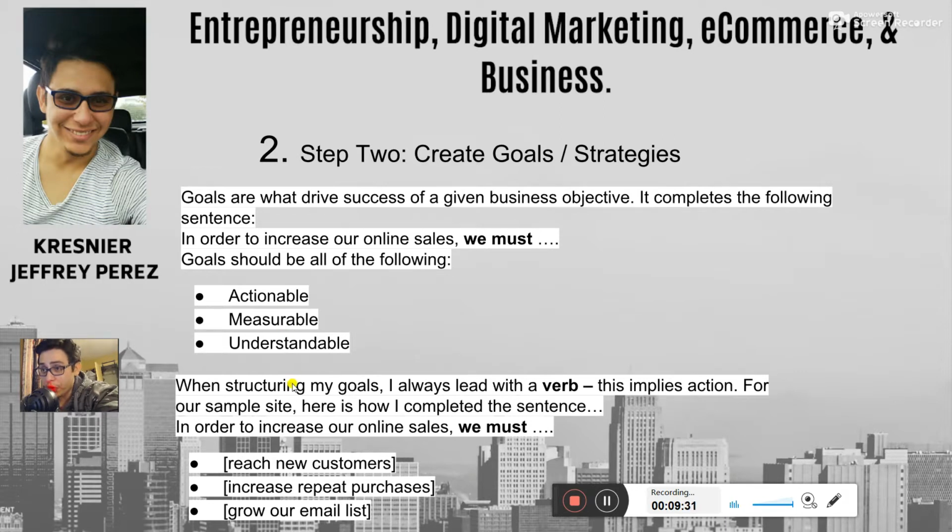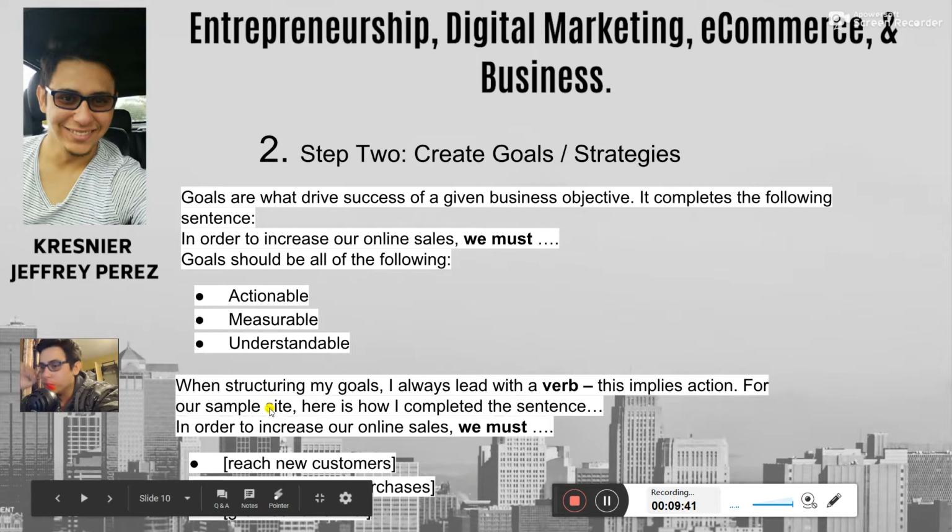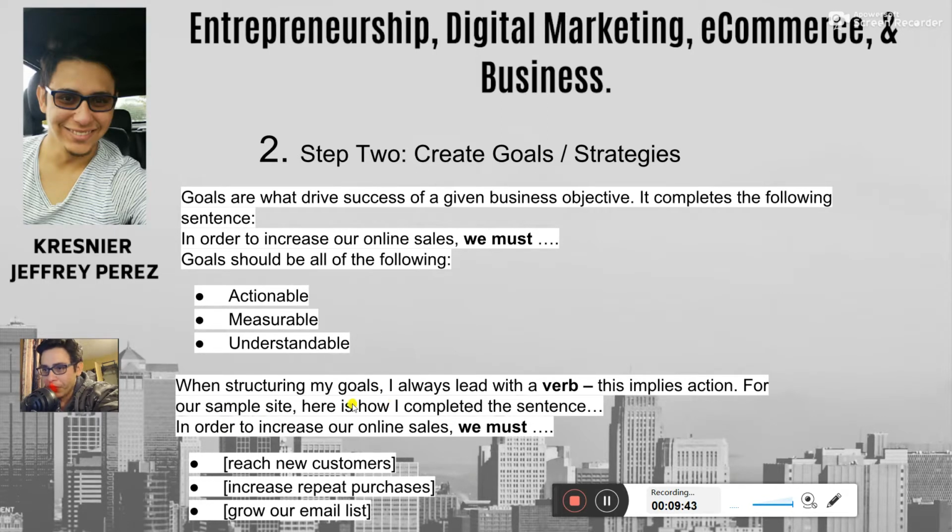When structuring my goals, I always lead with a verb. This implies for our sample site, which is the e-commerce site. That's what the sample site is referring to. So for that e-commerce site example, this is how I complete the sentence. In order to increase our online sales, we must reach new customers, increase repeat purchases, grow our email list. So those would be 3 potential objectives that we could potentially acquire from that website.